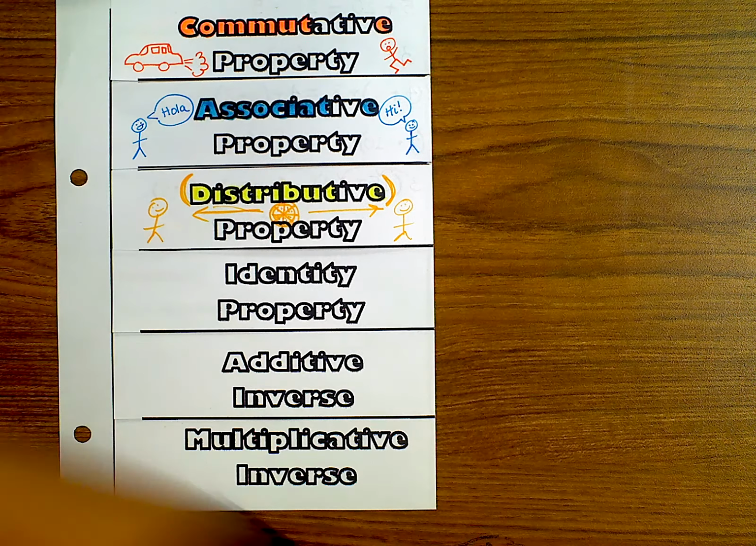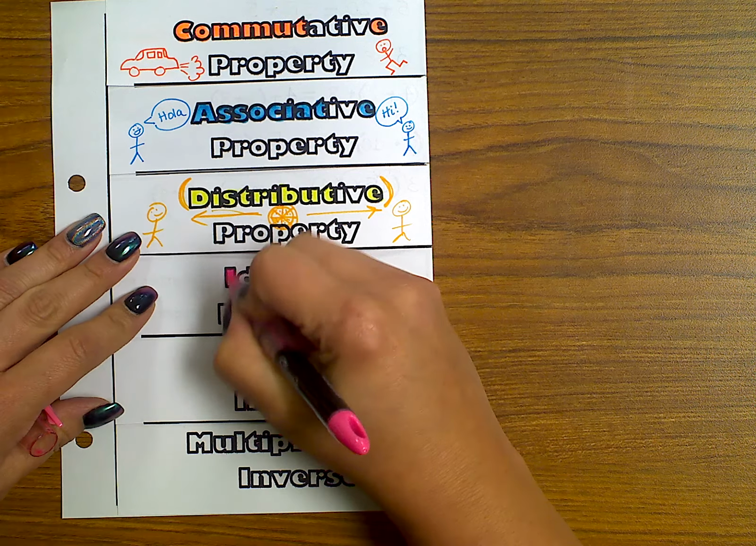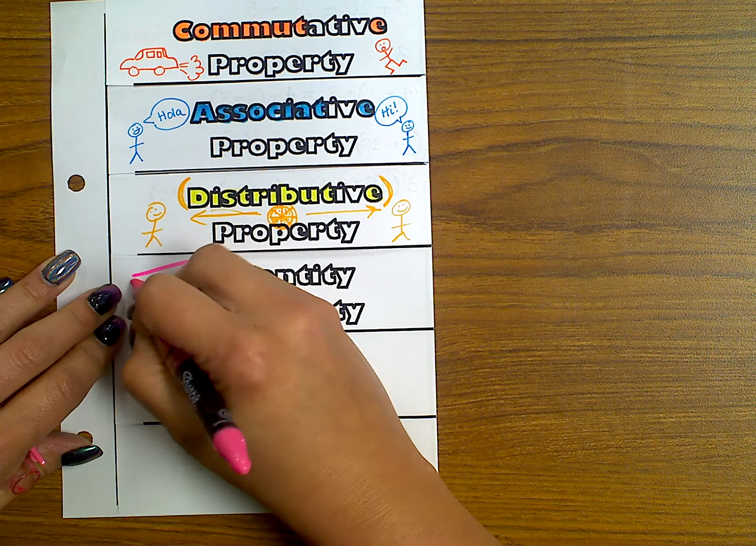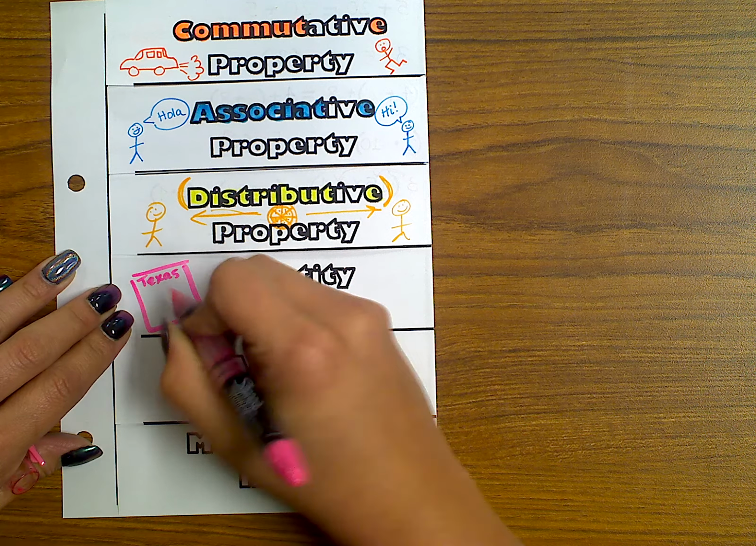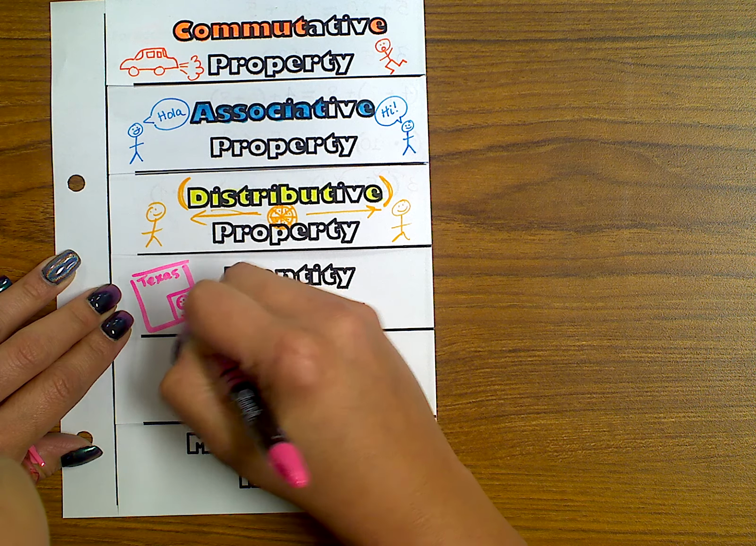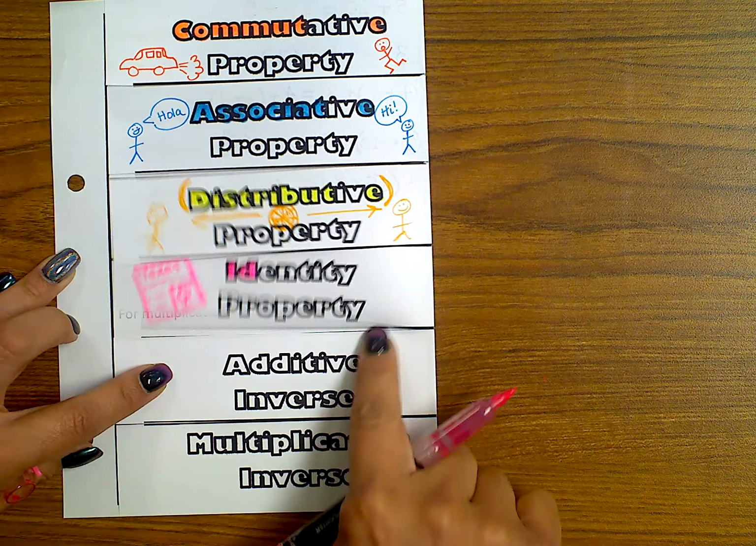Identity property. And that one, we said our keyword was ID. All right. Yep. That's my ID.